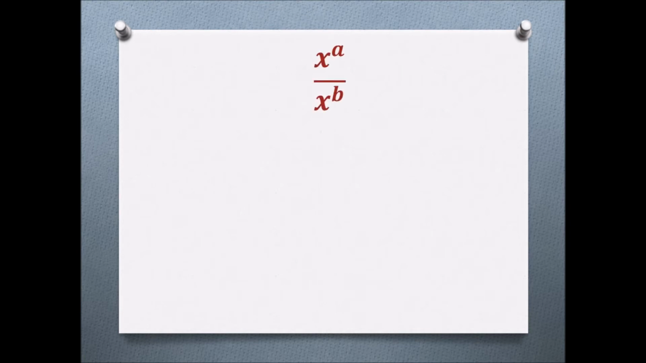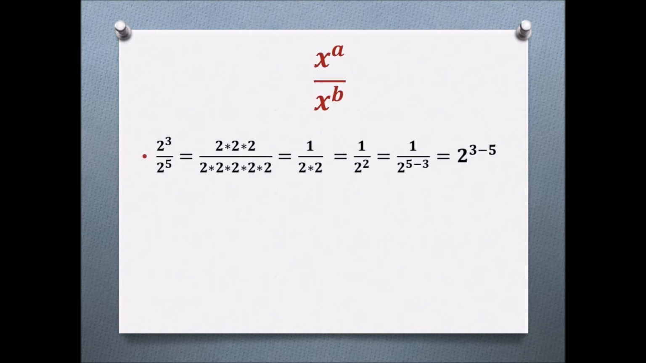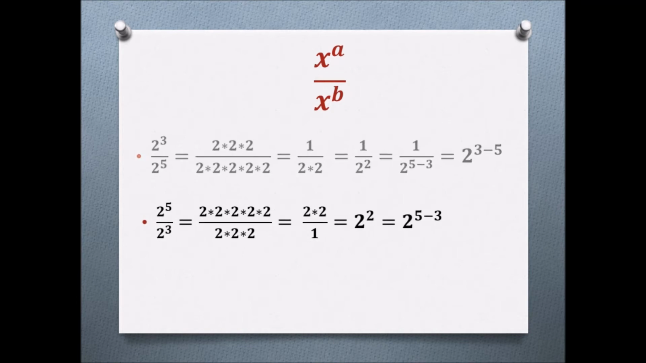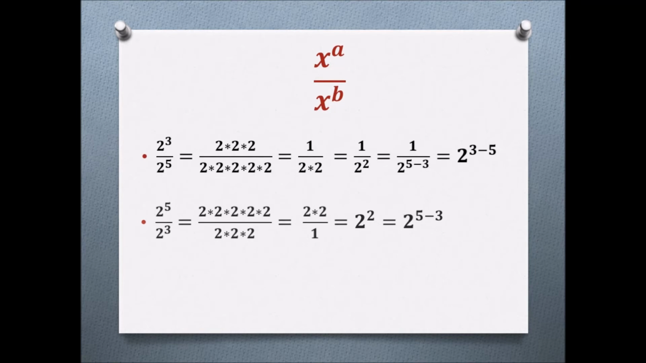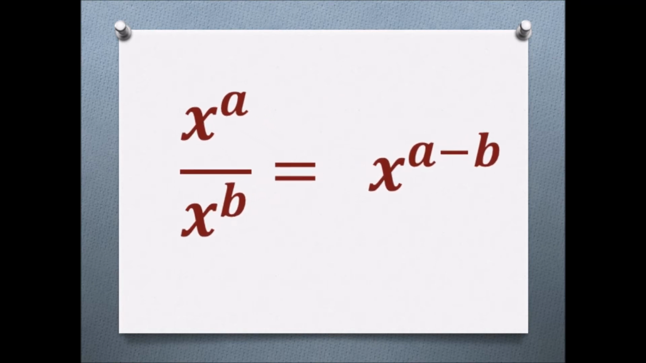Alright, now 2 raised to 3 by 2 raised to 5 is 1 by 2 into 2. 1 by 2 into 2 is 1 by 2 square, which is also 1 by 2 raised to 5 minus 3. 1 by 2 raised to 5 minus 3 is nothing but 2 raised to 3 minus 5. So we get 2 raised to 3 by 2 raised to 5 as 2 raised to 3 minus 5. Again, 2 raised to 5 by 2 raised to 3, if you see, it is nothing but 2 square by 1, which is 2 raised to 5 minus 3. Now in both these cases we see x raised to a by x raised to b, we will get it as x raised to a minus b. This is just an example to illustrate that fact.